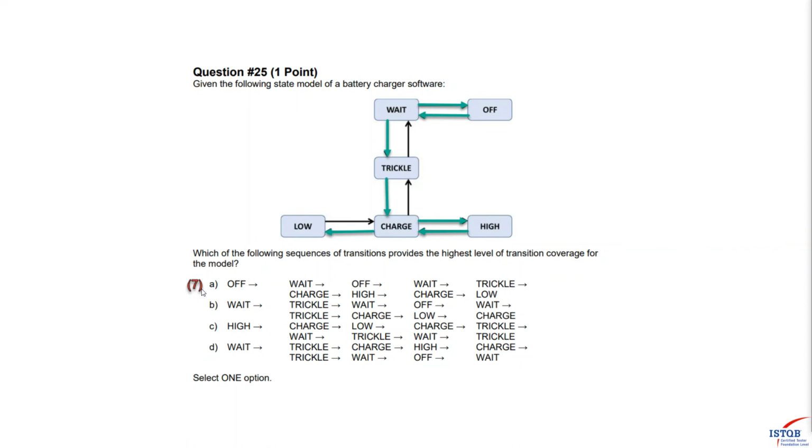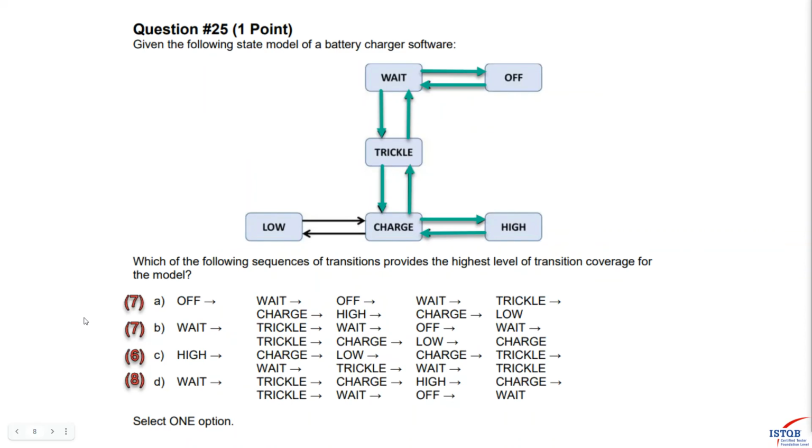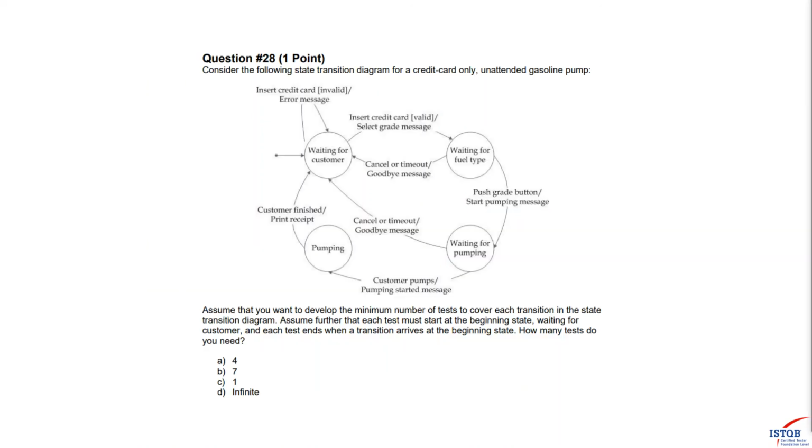The solution for answers B, C, and D is exactly the same. Answer B covers 7 transitions. Answer C covers 6. And answer D covers 8 transitions. That means that answer D is correct, as it covers the highest number of transitions. It is a simple question.